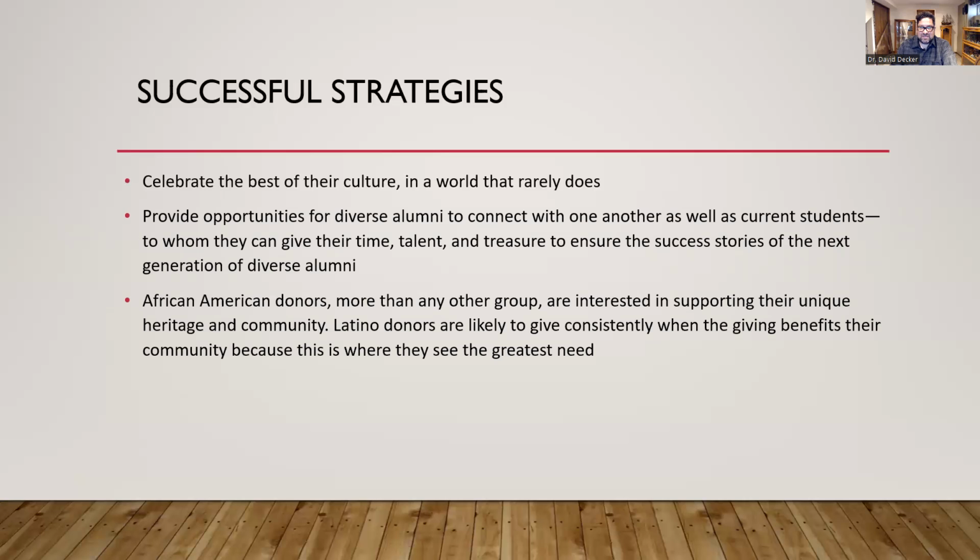African American donors, more than any other group, are interested in supporting their unique heritage and community. A good example of this was giving when the National Museum of African American History and Culture in Washington opened, and just the barrage of gifts that they received from fellow African Americans that surpassed what all of the consultants were saying they should expect. And so their charity was there. They put their money towards that interest group because it spoke to their unique heritage and community.